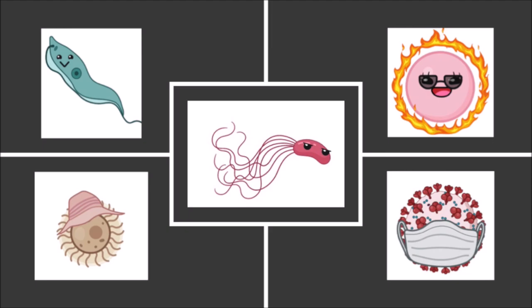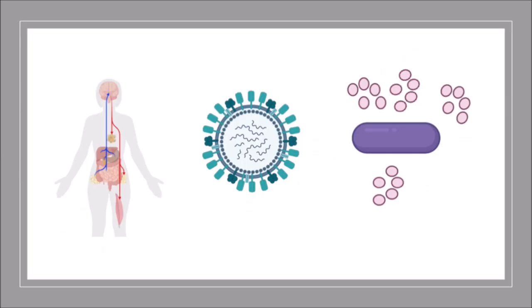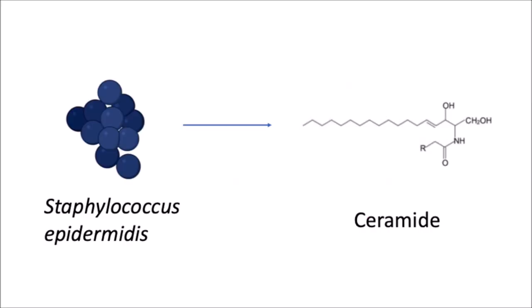What can these tiny little things do for us anyway? They can contribute to host nutrient metabolism, protect the gut-mucosal barrier, and aid immune response. Take Staphylococcus epidermidis, a skin bacterium that has been shown to produce helpful ceramides, which help to maintain the epithelial barrier. But what happens when conditions are unacceptable?